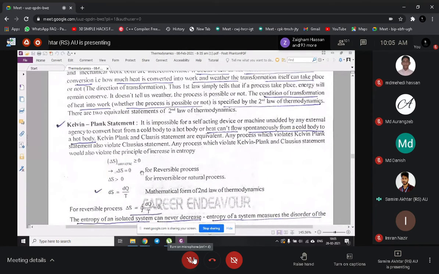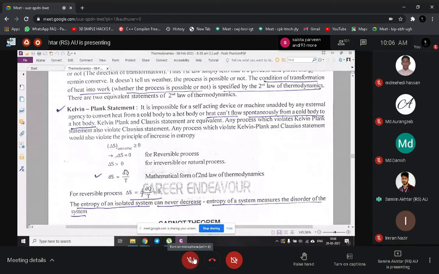The consequence of the second law of thermodynamics, that means the Kelvin-Planck statement, is the entropy. And this is the condition: delta S, the change of entropy or total entropy of the universe, must be greater than or equal to zero. Delta S equals zero for a reversible process, and delta S greater than zero for an irreversible or natural process.